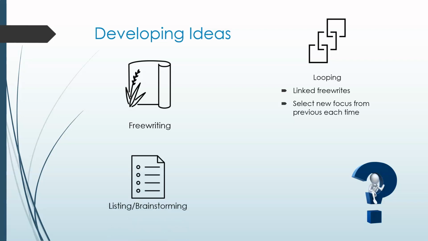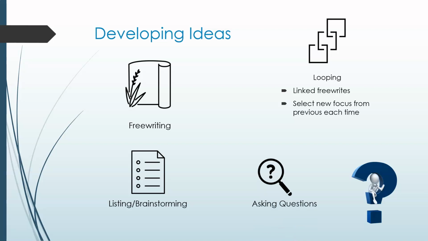In addition, you can try listing, which is simply sitting down and writing everything that comes to mind when you think about your topic or your question without judging any of it. The point is to get as many ideas out on the paper as you possibly can. The more ideas you have to work with, the better your results will be. This is a very simple and straightforward method, and one that many think of when they hear the word brainstorming.